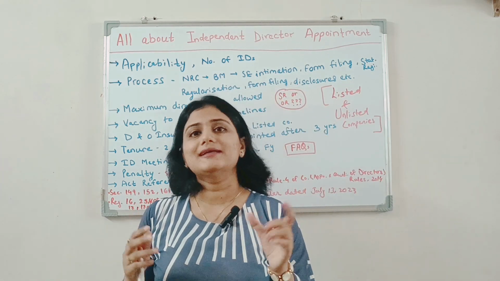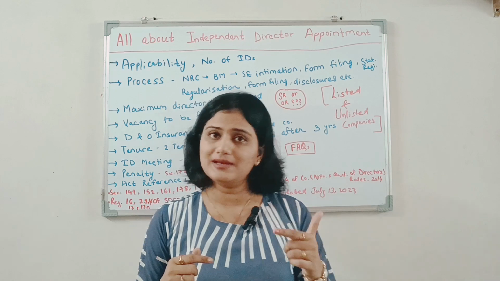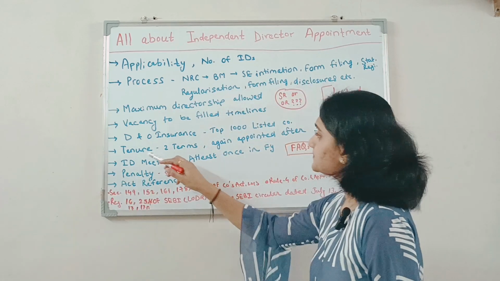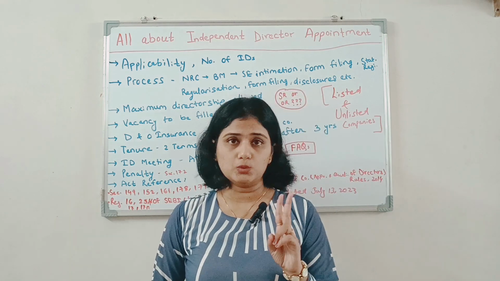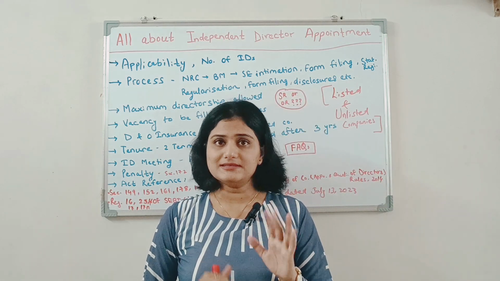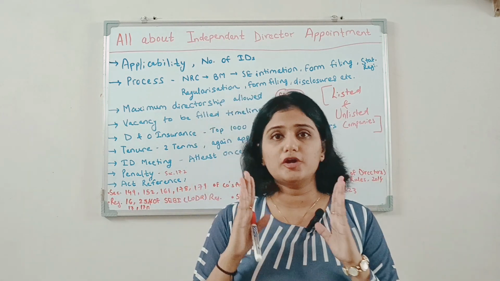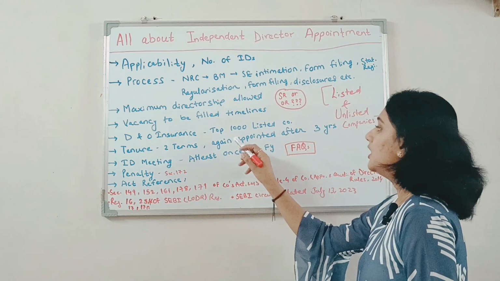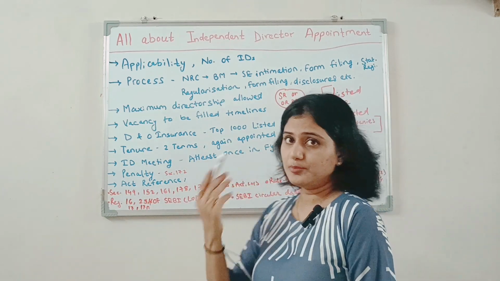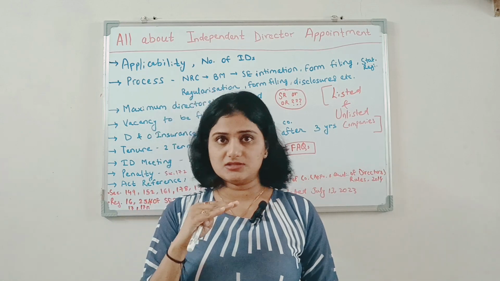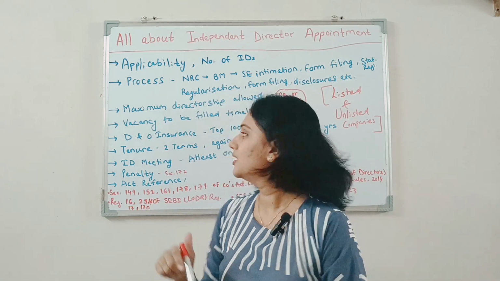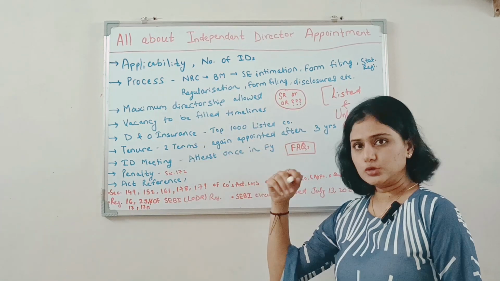So the terms, conditions and the amount of insurance will be decided by the board of directors. Now coming to next, tenure. So an ID can be appointed for 2 terms. One term is for 5 years, second term for 5 years. So he can be appointed for a maximum period of 10 years, and he can be appointed again in that company provided 3 years have passed from his last appointment. Okay, then he can again be appointed for 2 terms.